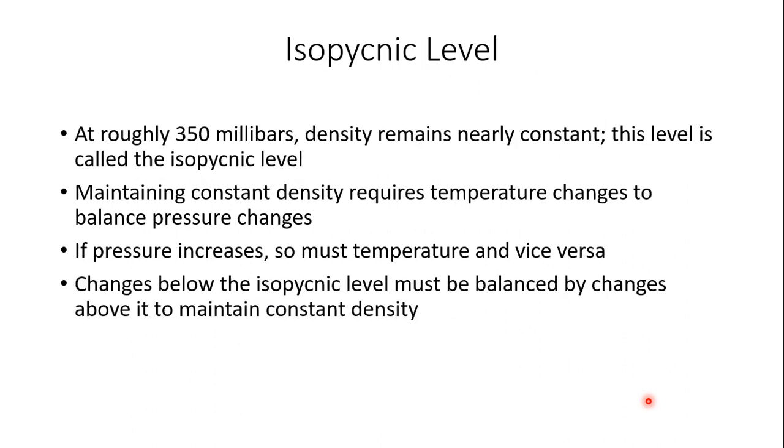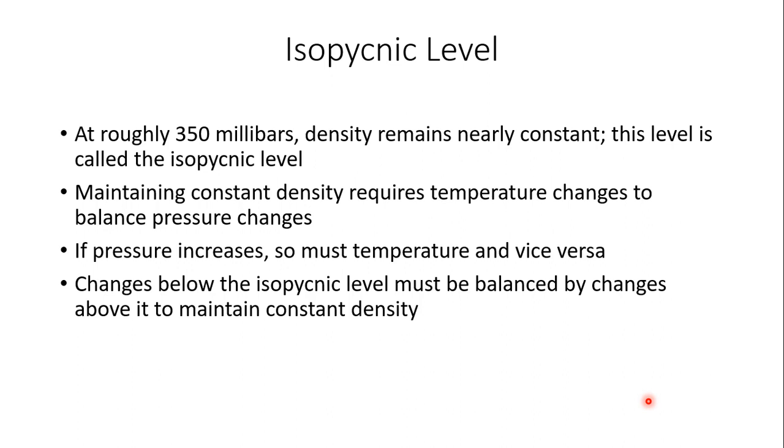Additionally, we must talk about something that's known as the isopycnic level. Iso meaning equal, picnic meaning density. So at roughly about 350 millibars, which is pretty high in the atmosphere, generally it's going to be above 25,000 feet above the ground. At that level, density remains fairly constant. And that level of equal density, isopycnic level, is what it's called.